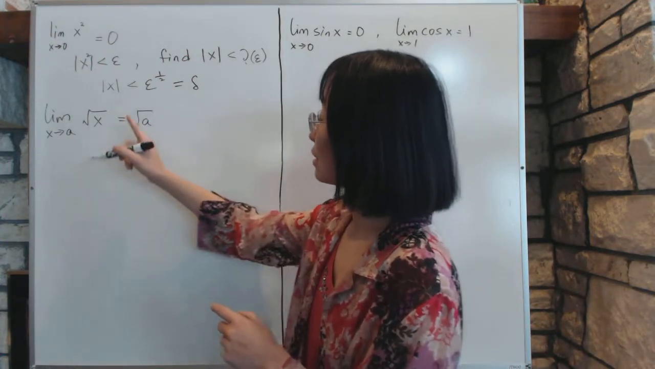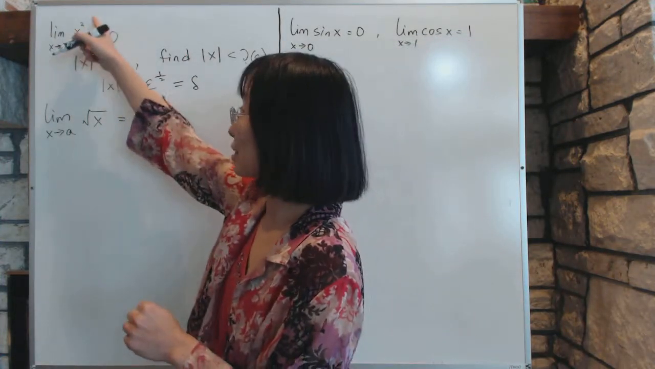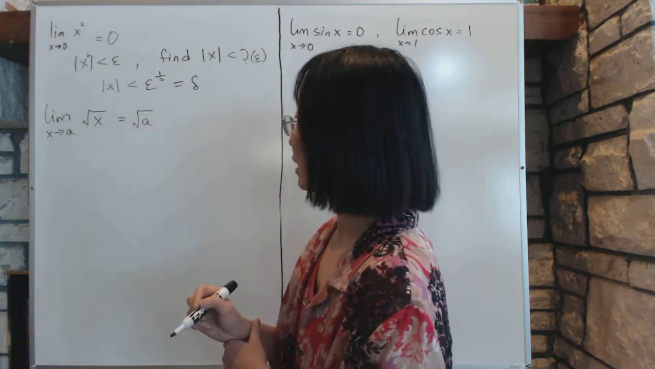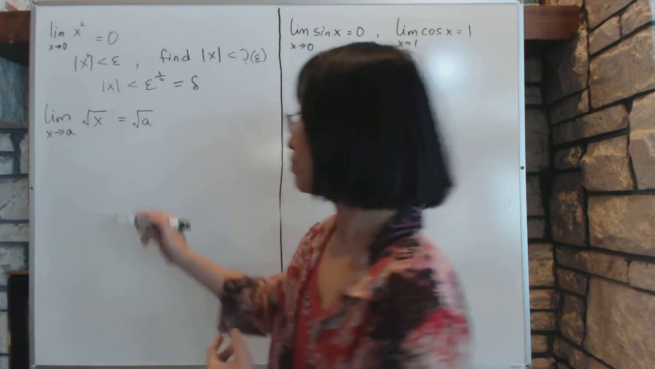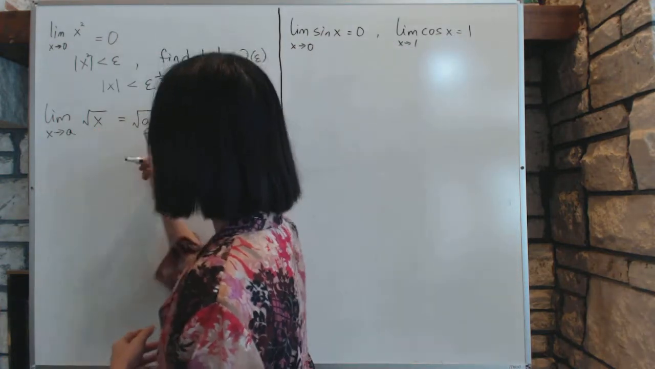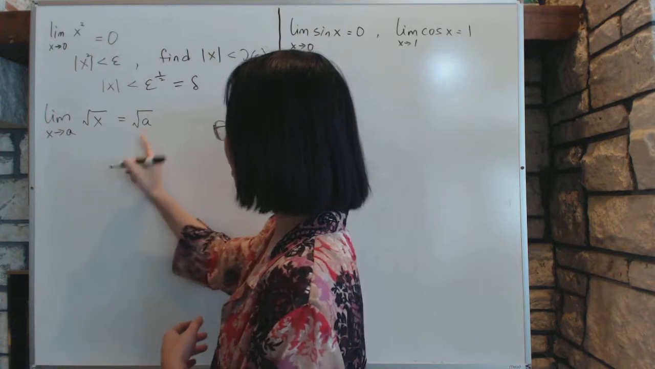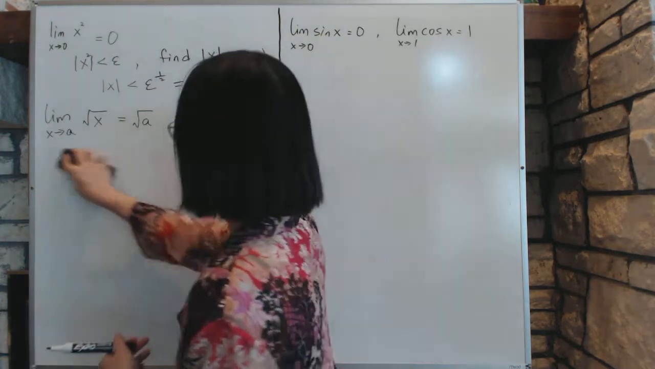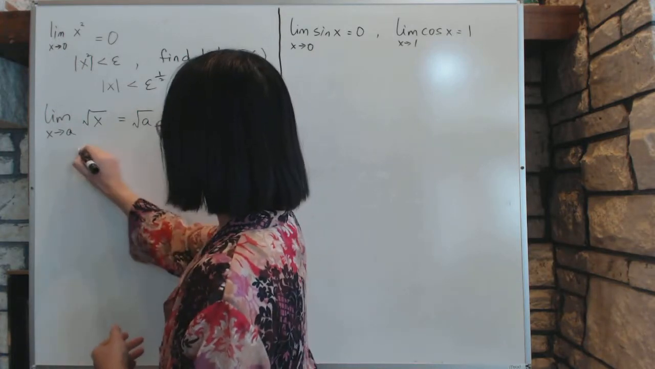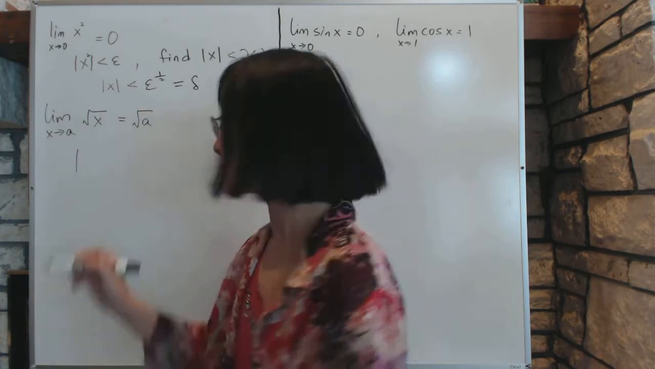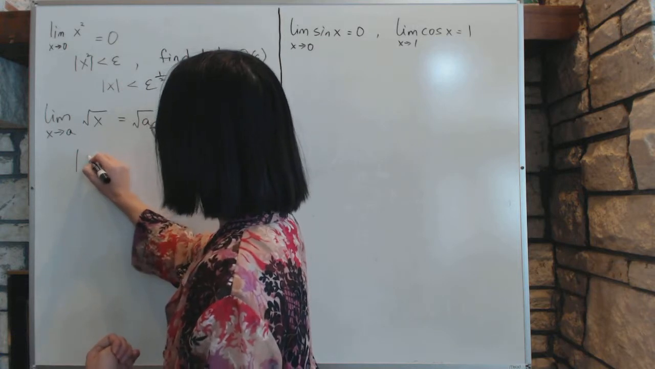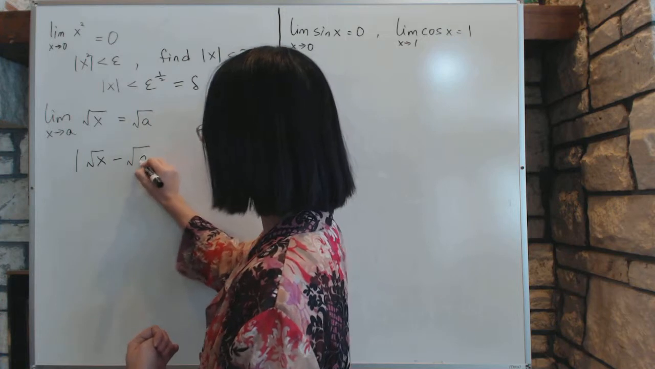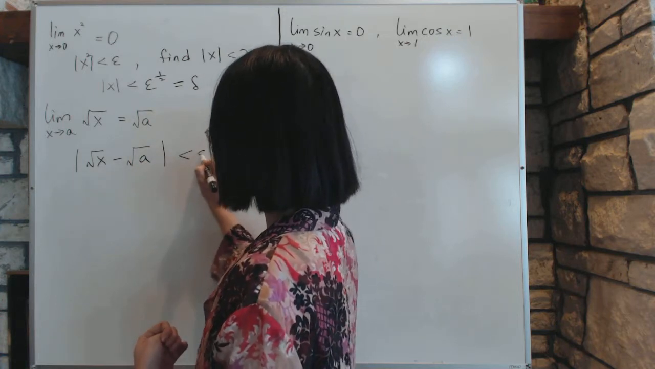Look at this one. Now, this example is very similar to that one. That's x squared. This is square root of x. So they should be equally easy, right? But it doesn't work out that way, because if you do this problem, by definition, f(x) minus L, so f(x), which is the square root of x, minus L, the limit, which is the square root of a, is given as less than epsilon.